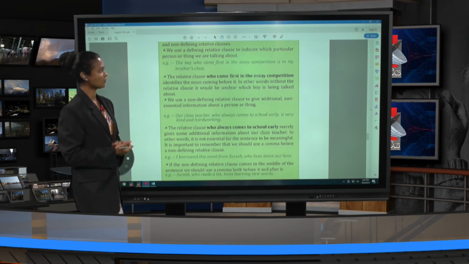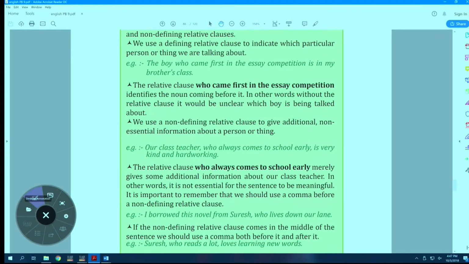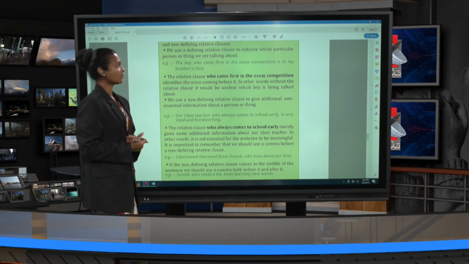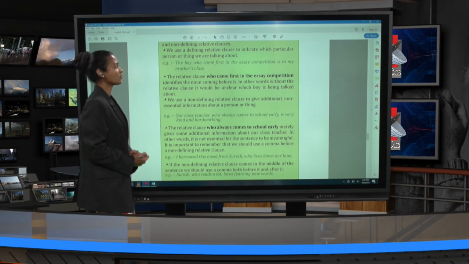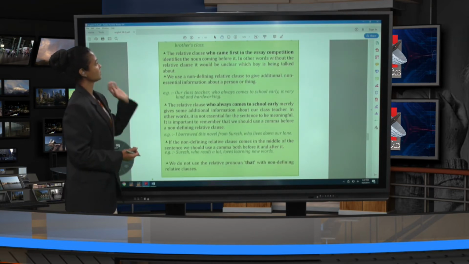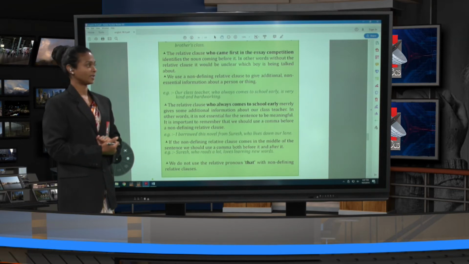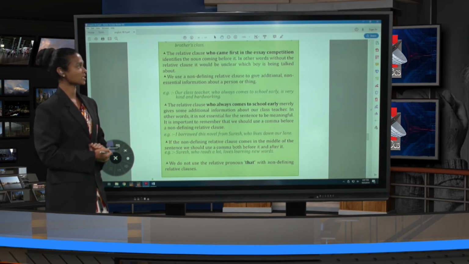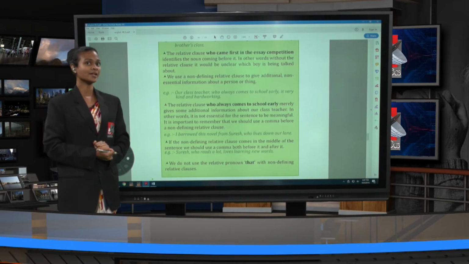The boy who came first in the essay competition is in my brother's class. You cannot omit who. The boy came first in the essay competition is in my brother's class. It is meaningless. So you have to describe the boy by using that relative pronoun. It is necessary. Then it becomes a defining relative clause. The boy who came first in the essay competition. Right? Then in non-defining. Before that, read this point. The relative clause who came first in the essay competition identifies the noun.